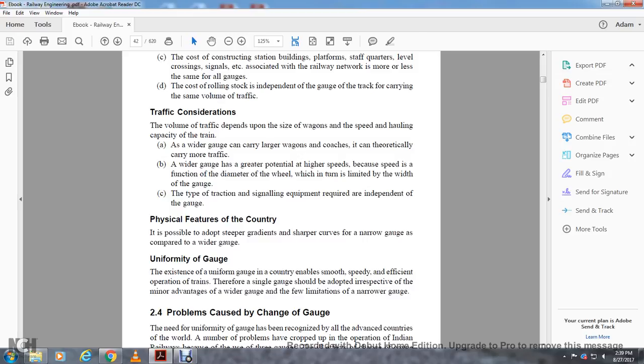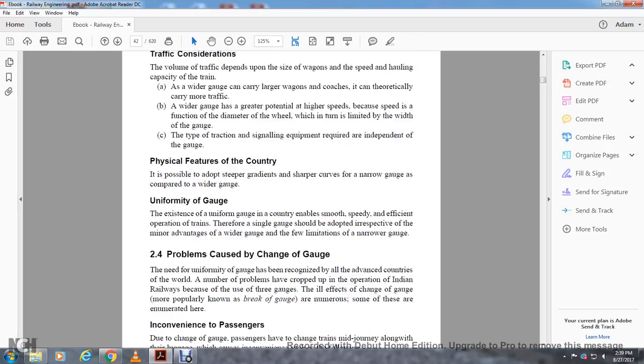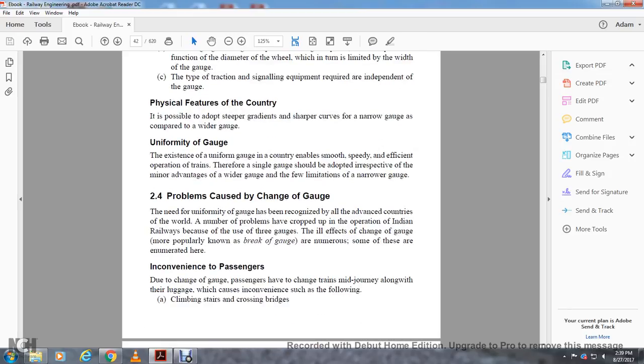Therefore, a single gauge should be adopted irrespective of the minor advantages of the wider gauge and the few limitations of the narrow gauge. The problems caused by a change of gauge, and the need for uniformity of gauge, are recognized by all the advanced countries of the world. A number of problems have cropped up in the operation of Indian Railways because of the use of multiple gauges. The ill effect of a change of gauge, more popularly known as the break of gauge, is numerous, and some of these are enumerated here.